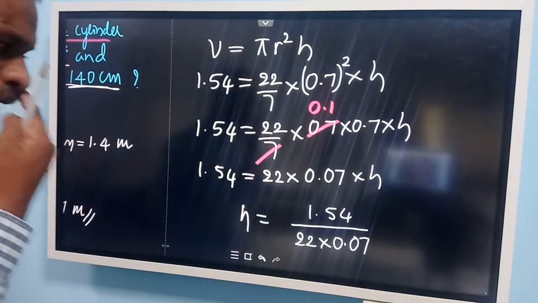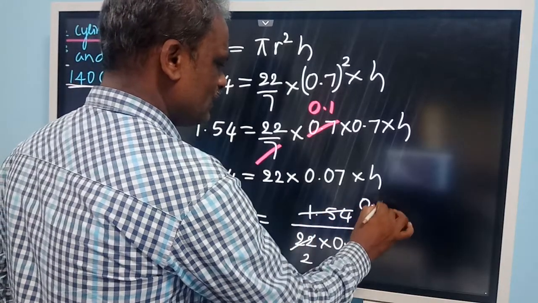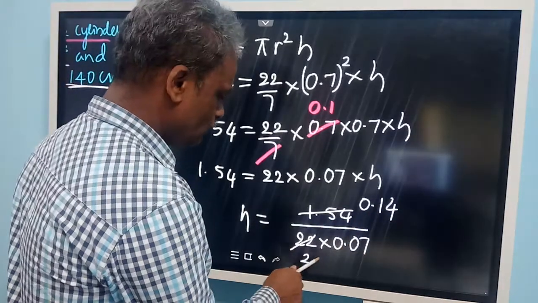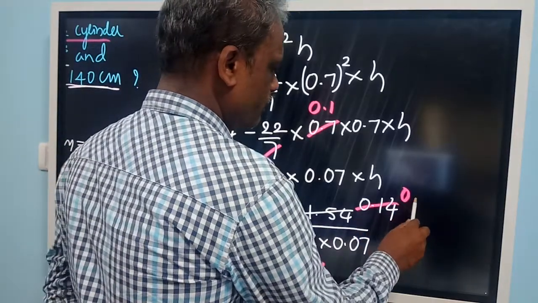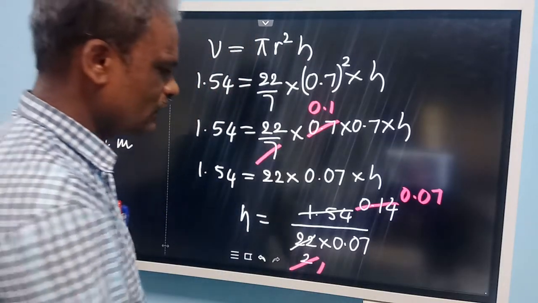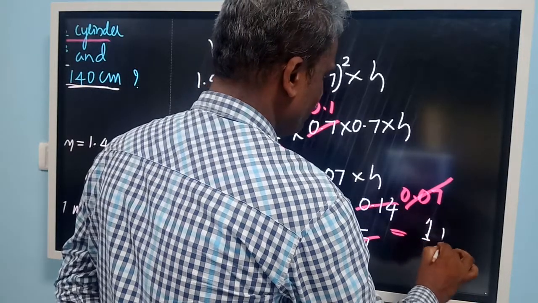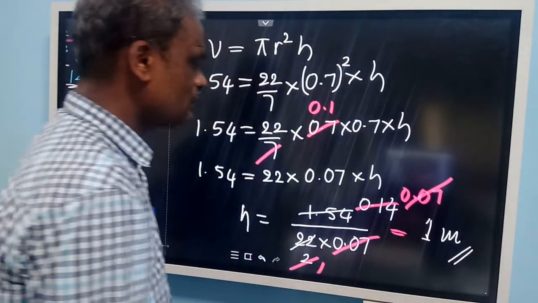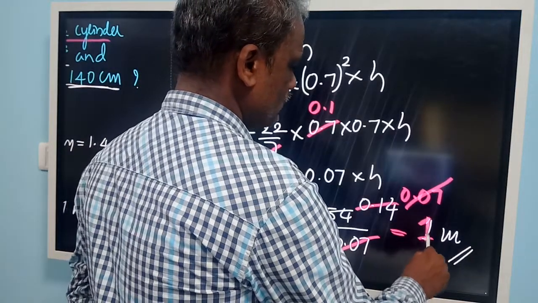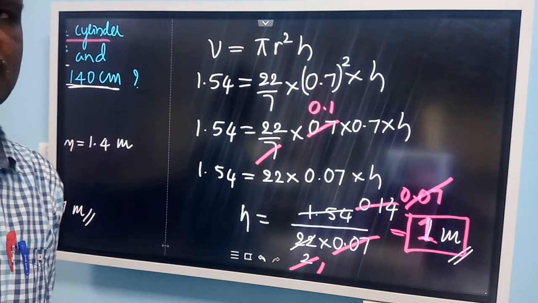Now you can divide this by 11. 11 twos are 22, and 11 fours are 44. Then again by 2. Now you can cancel this 0.07 with 0.07, and you will get the answer 1. Divide this, exactly 1 meter. This is the height of the cylinder. 1 meter is the solution.